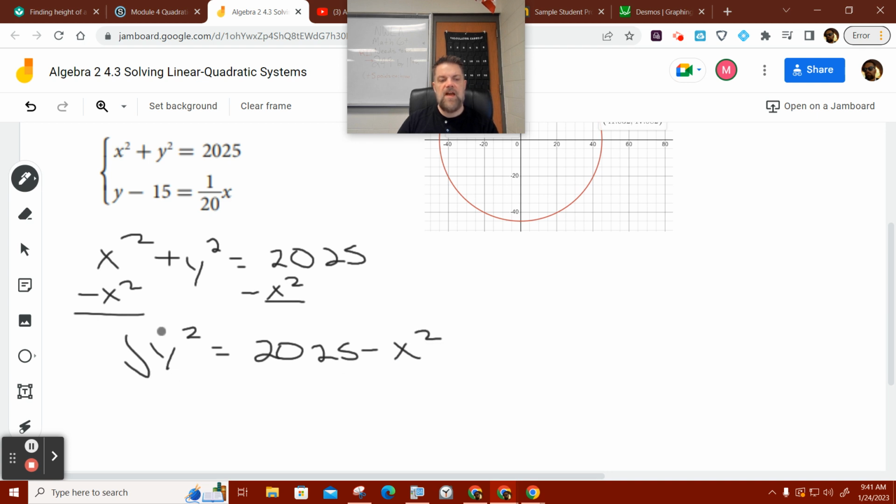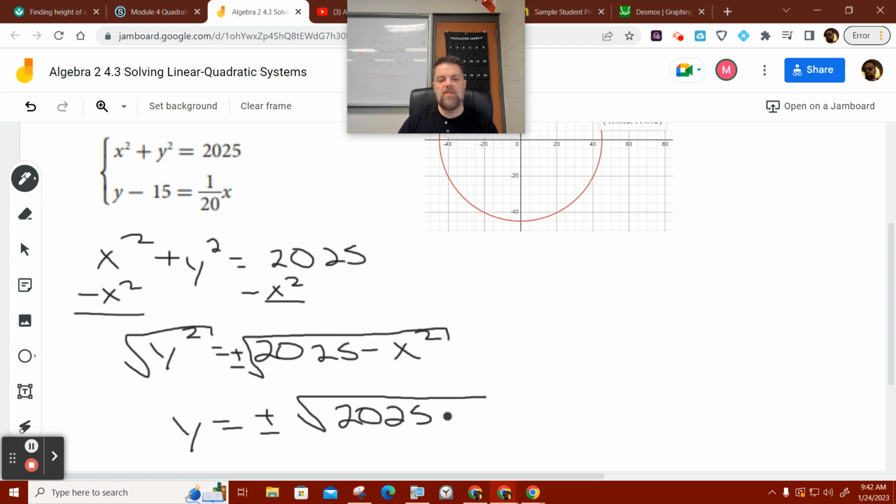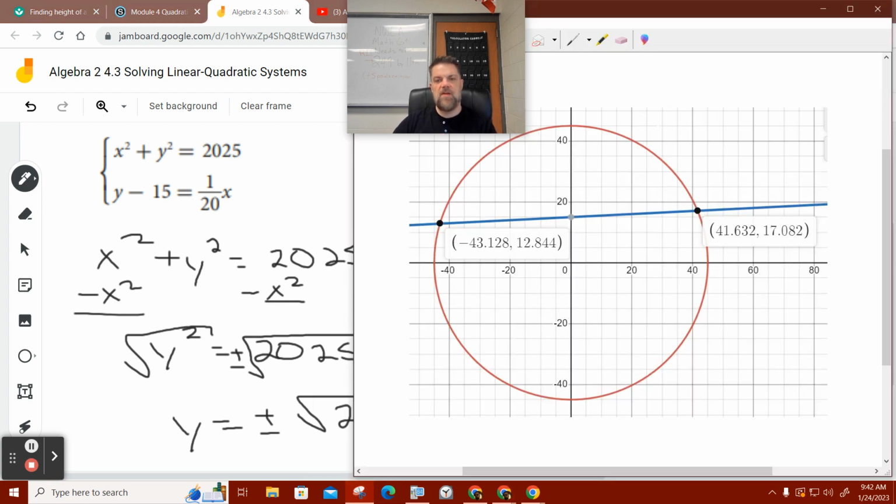Okay. I need to get y by itself, so I'm going to take the square root of both sides. Now remember, when you take the square root, you have plus or minus. So that means y is equal to plus or minus the square root of 2025 minus x squared.